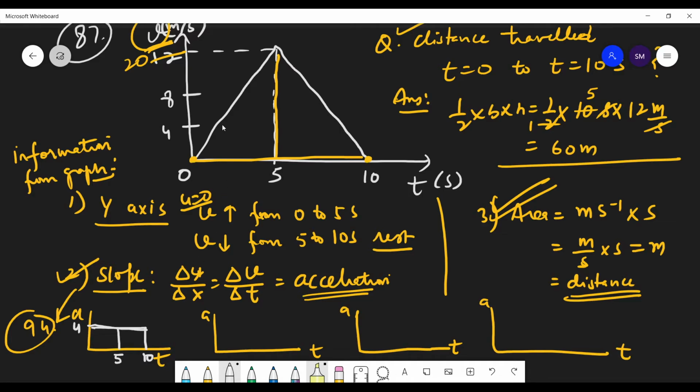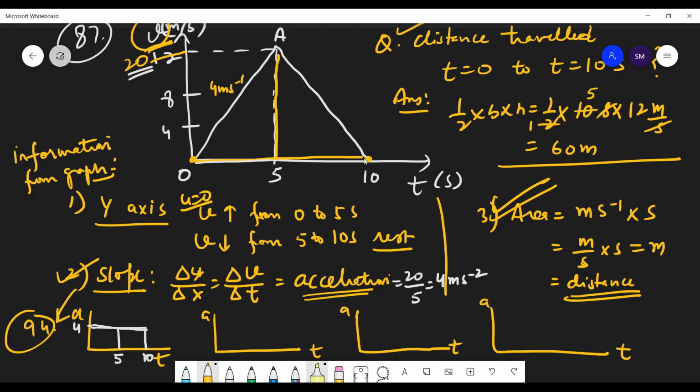So what is the slope, students? Slope is change in y-axis. How much is the change in y-axis? 20. And how much is the change in x-axis? See, only this part, OA, this part only: 5. So what is the acceleration here? 4 meter per second square. So here the acceleration is 4 meter per second square.